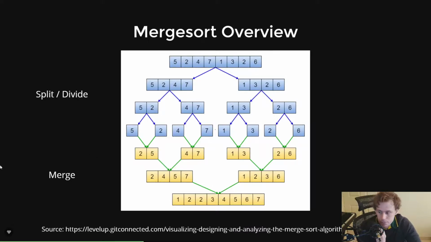The next step, though, is to merge them back together. So if you want to take a 5 and a 2 here and merge those back together, you recombine them, but now it's sorted. You see here how it wasn't sorted, and now this one is sorted: 2 and 5. You take this 4 and 7, which was sorted before, and it's still sorted. And 2 and 6 are still sorted, right?